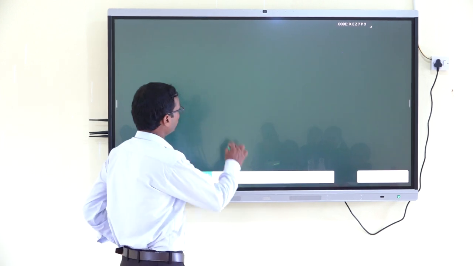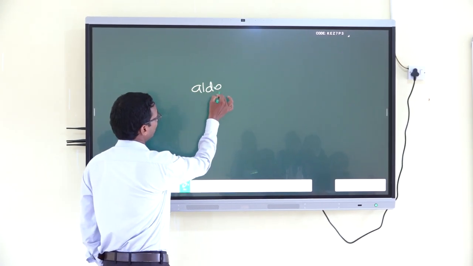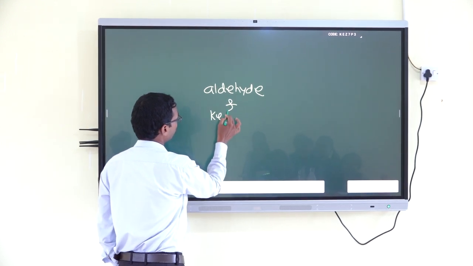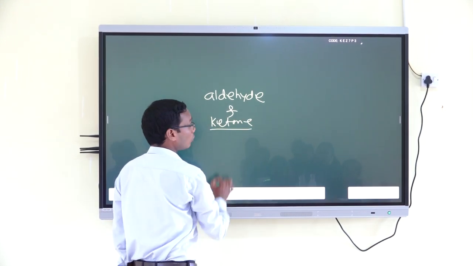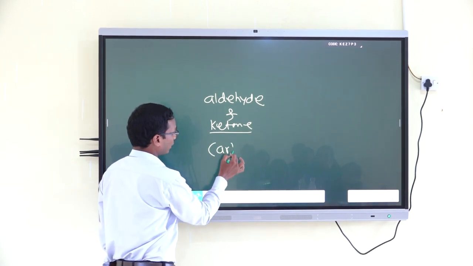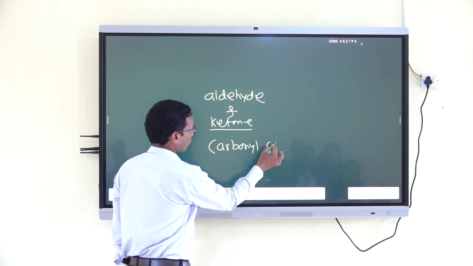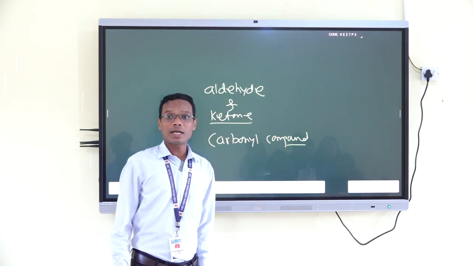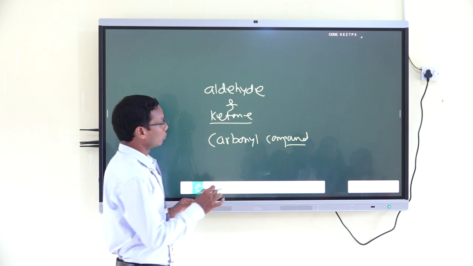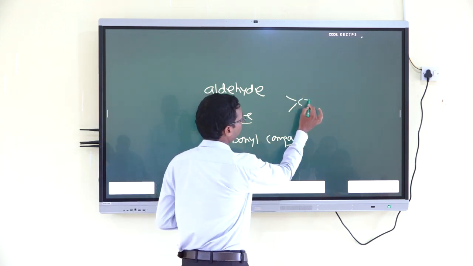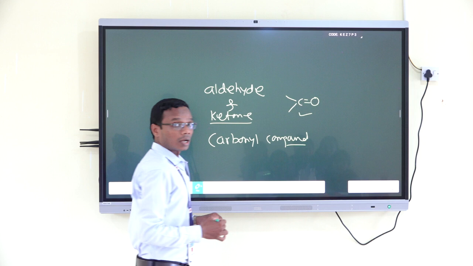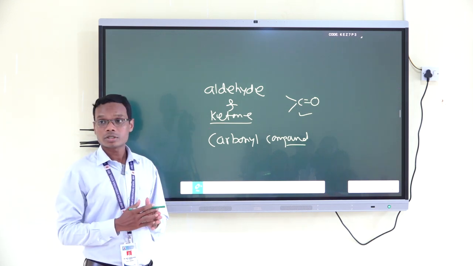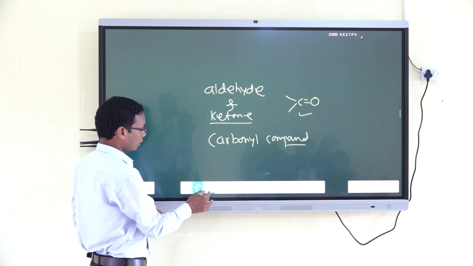As you know, both aldehyde and ketone are carbonyl compounds. Both contain a similar group, that is CO, which is called the carbonyl group. Now how to prepare these aldehydes and ketones? Consider some preparations of aldehyde and ketone.